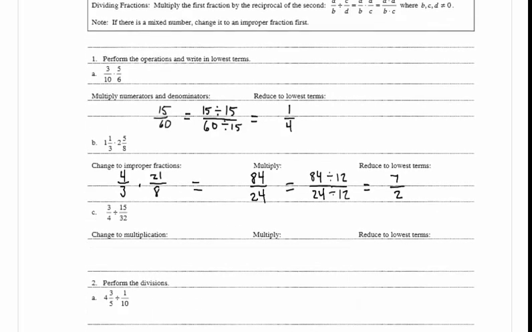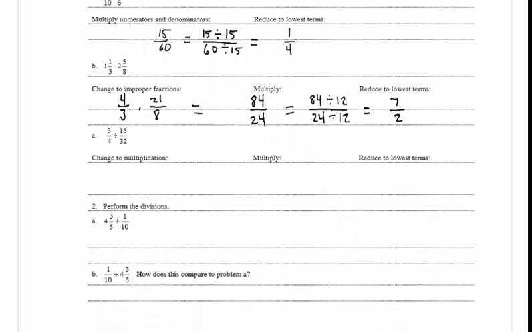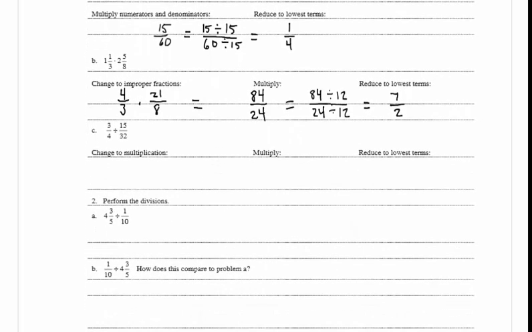In C, we have 3 over 4 divided by 15 over 32. And whenever you divide fractions, you're going to take the reciprocal of the second fraction and turn it into a multiplication. So when we change this to a multiplication, we'll have 3/4. Instead of division, we're going to multiply.